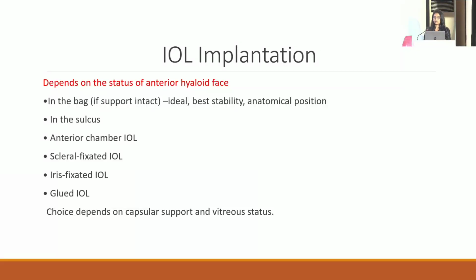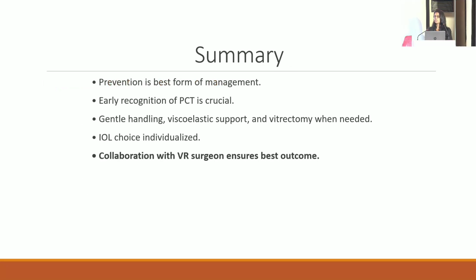IOL implantation depends on whether the anterior hyaloid face is intact or not. If the anterior hyaloid face is intact and capsular support is present, then we place the IOL in the capsule. If capsular support is not present, then we place it in the AC, iris fixated or scleral fixated, and the choice depends upon the capsular support and the vitreous status. So prevention is the best form of management. IOL choice is individualized, with gentle handling, viscoelastic support, and vitrectomy when needed, and we should always collaborate with our posterior segment surgeon.